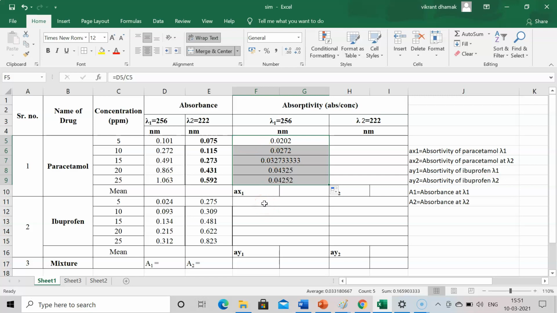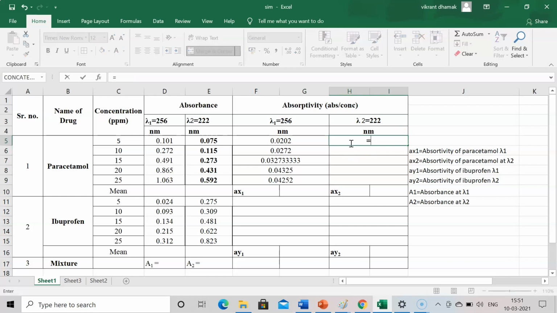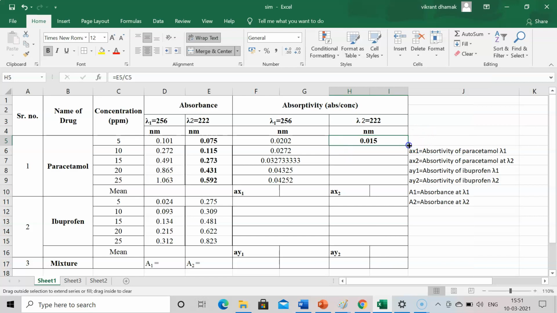After that, for lambda 2, again you need to press the equal sign. After that, lambda 2 absorbance, that cell, that is E5, E and row number 5, and divided by concentration. So put the divided by sign and select the concentration cell and press enter, and now you will get the absorptivity values. Again scroll from over here and you will get all the values.